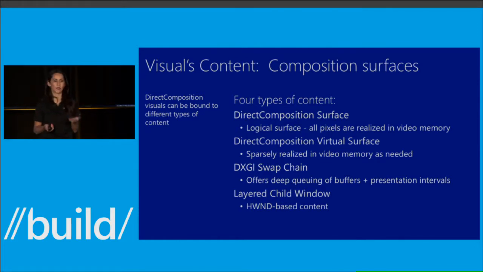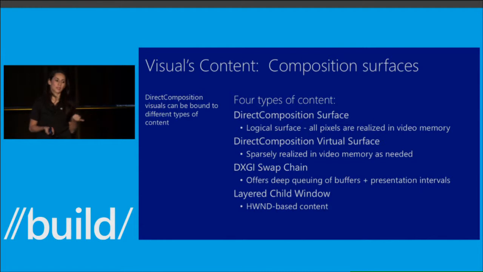So this is good for a small image or like a control. So if you want to realize that video memory beforehand because you're not using that much memory, then that's the surface to use. We also have virtual surfaces, which are very useful if you want to realize the video memory, but you want to realize it as you need it. So this is useful for things like a maps application, where you don't want to render the whole map beforehand, but as the user is looking at a particular portion of the map on the screen, you'll realize that portion. Then as the user is panning or zooming, you can discard the old pixels and you can realize some new ones. And DirectComposition has methods by which you can discard those pixels, create new ones, and you can manage that virtual surface.